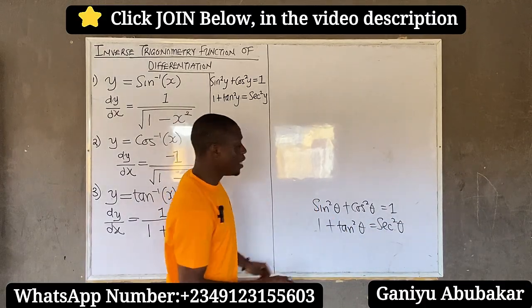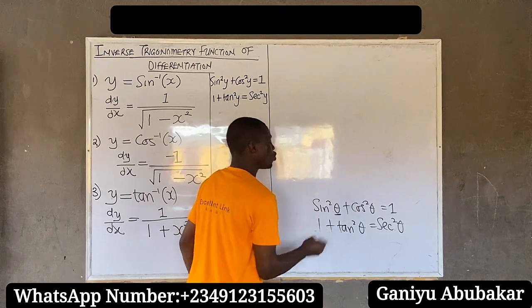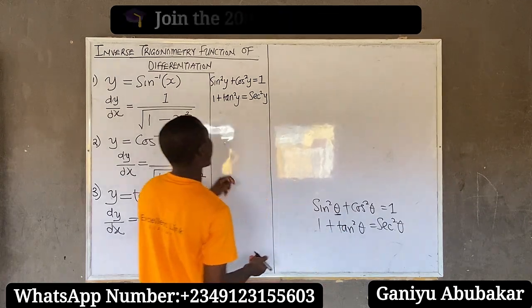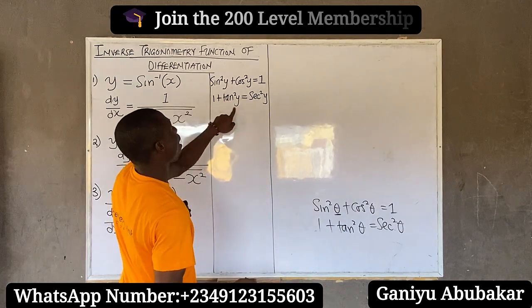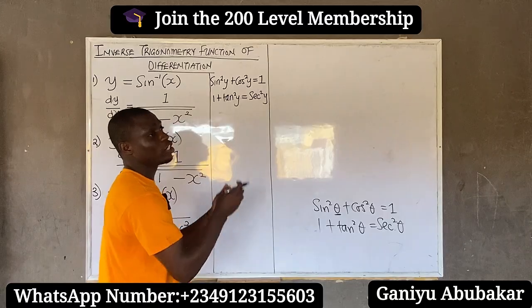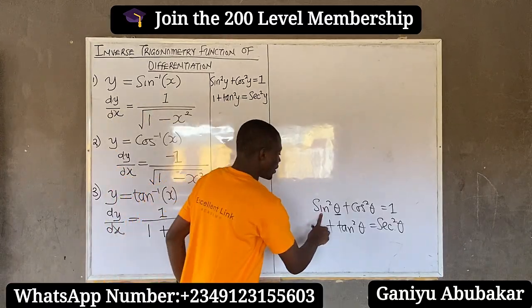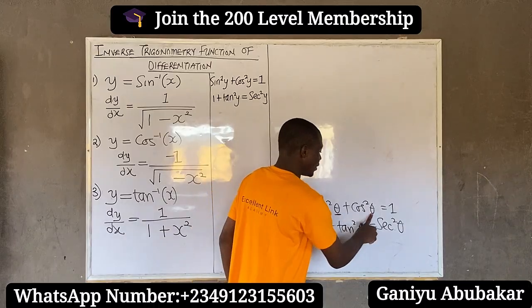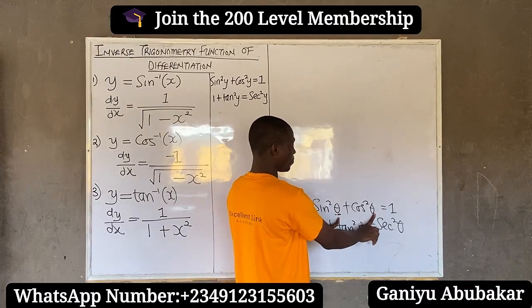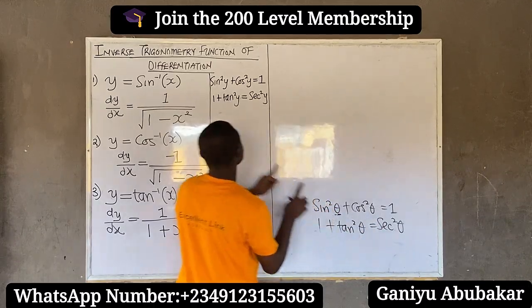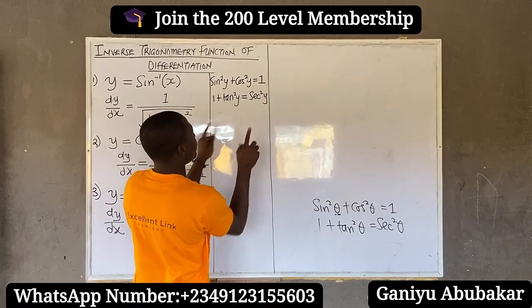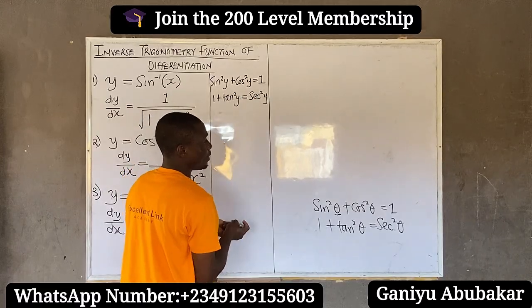So here's the thing: I can change this theta to be anything. In this case, I'm choosing to go with y, no problem. The task is that they must be the same thing. In sine squared theta plus cos squared theta, the theta and theta must be the same. It means y and y must be the same.